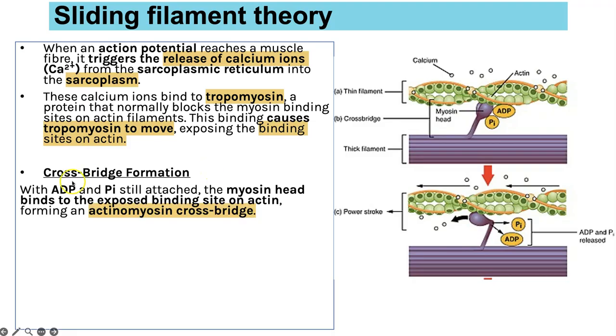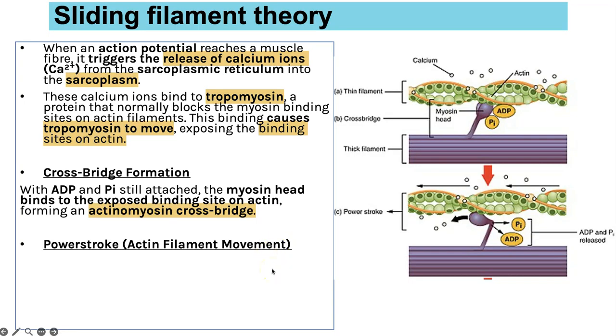Because that's now exposed, we get this cross-bridge formation. And this is when our myosin molecule, which has these myosin arms and the heads, it has ADP and Pi attached to it. And the myosin head is complementary in shape to that binding site, so it can bind to those exposed binding sites on the actin. And when it is bound, we call this an actinomyosin cross-bridge. That is a key marking term, that's why it's highlighted.